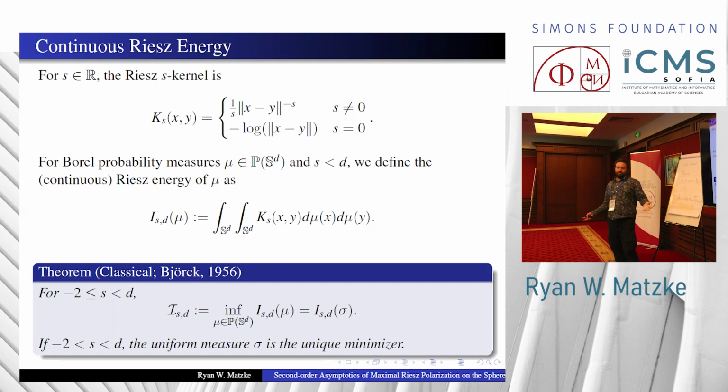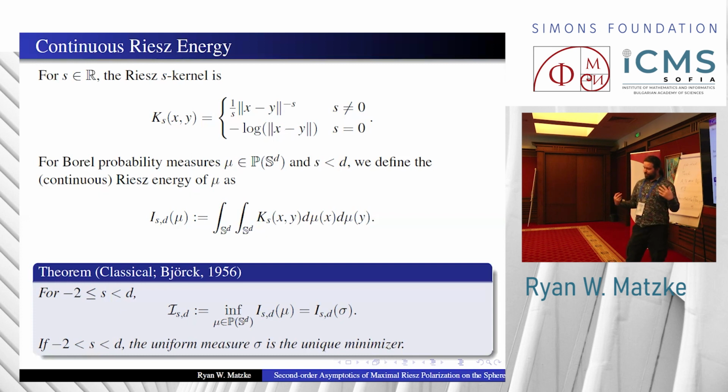We can define for any probability measure on the sphere the continuous Riesz energy as just the expected value of the interaction between two IID particles distributed with respect to your measure mu, or alternatively the electrostatic potential energy you get from some charge distribution on the sphere with respect to your kernel.